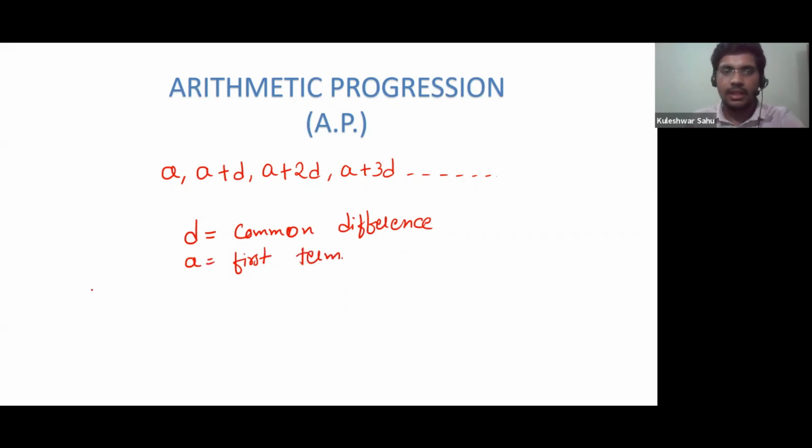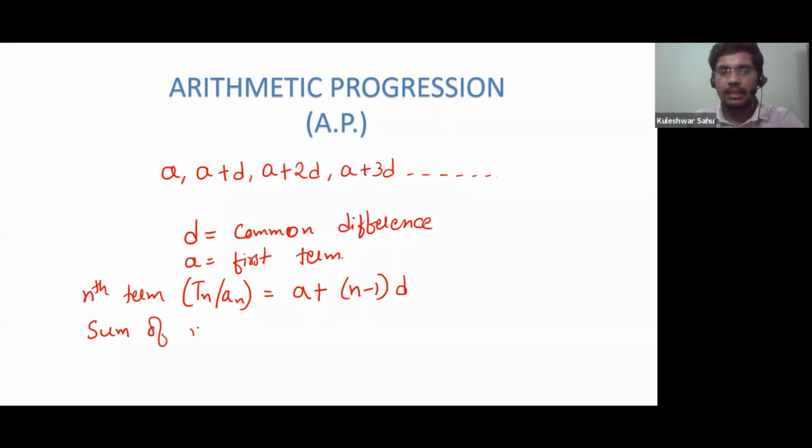For example, if we need to find the nth term, which we denote either by tn or an, then tn or an will be given by a plus n minus 1 into d. N is the nth term. One more formula that we have for arithmetic progression is the sum of n terms, which is given by n by 2 times 2a plus n minus 1 into d. Let's solve a few questions from arithmetic progression and see how the formula works.